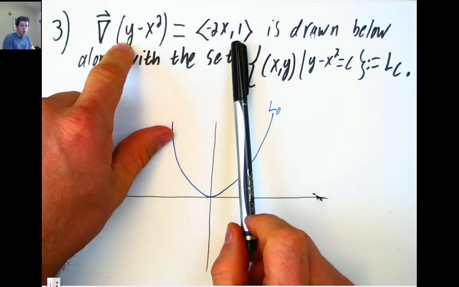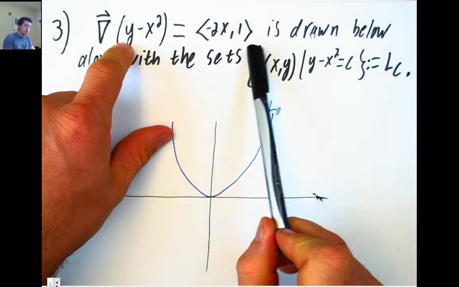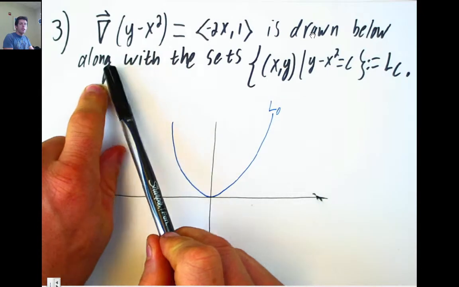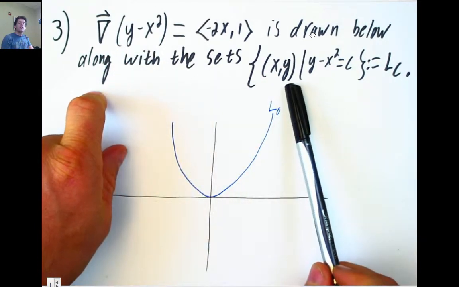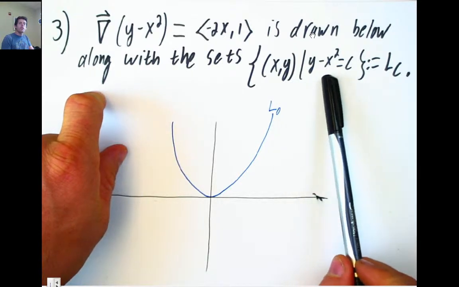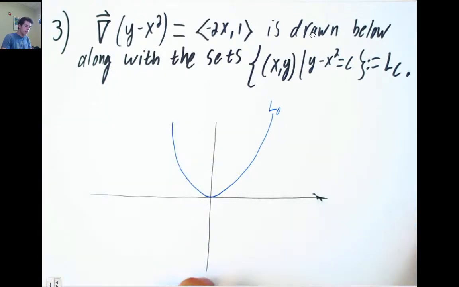It is a function that assigns to every point in the plane a vector. And I'm going to draw that below along with the level sets of the function y minus x squared. So the sets of ordered pairs x, y such that y minus x squared is equal to c. I'm going to name, oh wait a minute, who's getting named here?